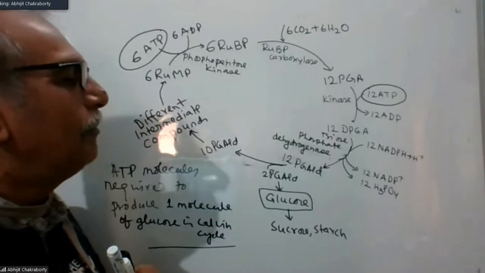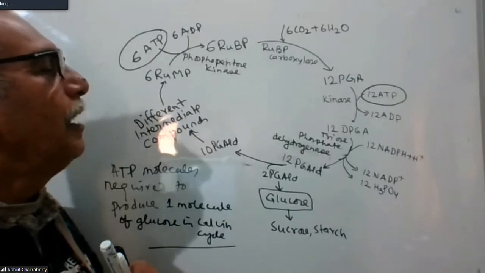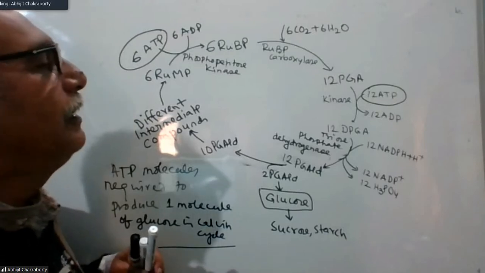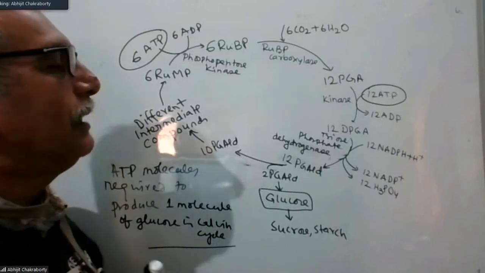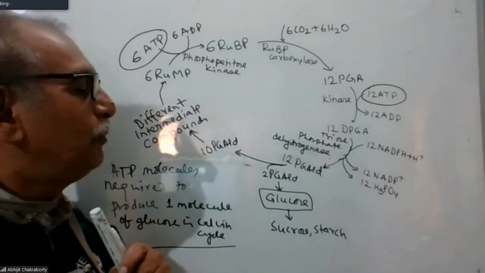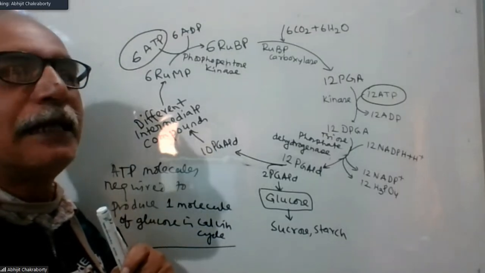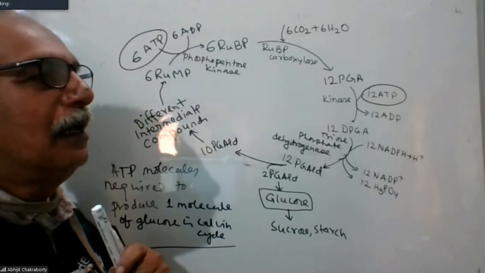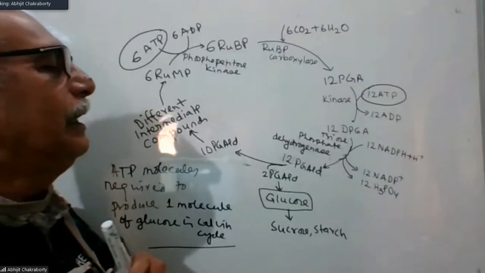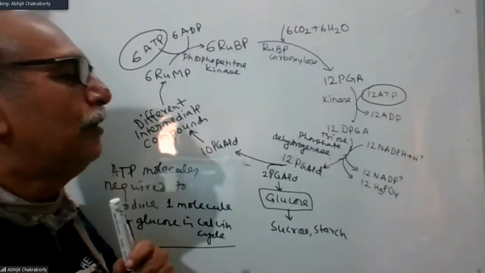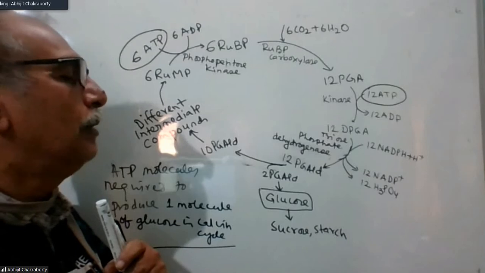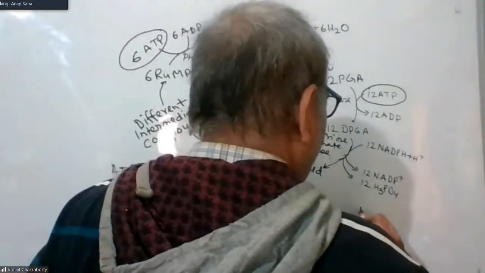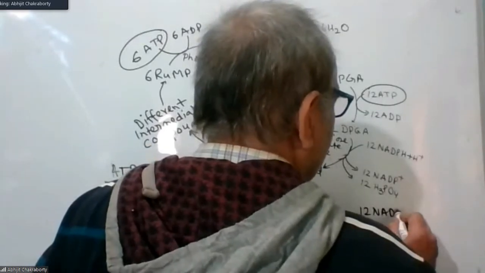Next, similarly, a question comes. How many NADPH plus H plus molecules are required to produce 1 molecule of glucose in Calvin cycle? Then what's the answer? Sir, 12. 12. Yes.